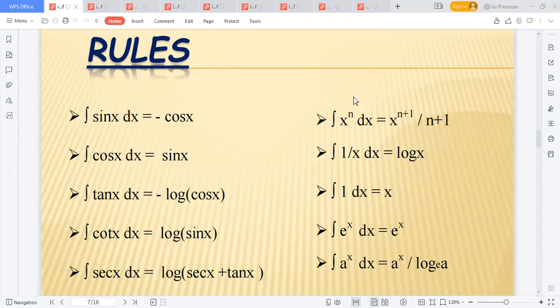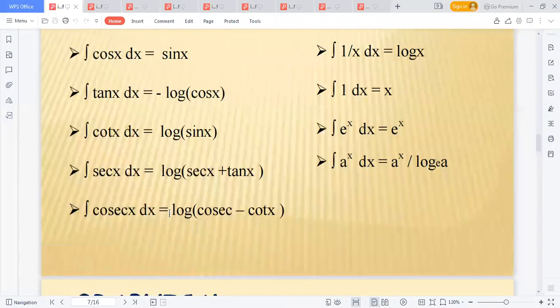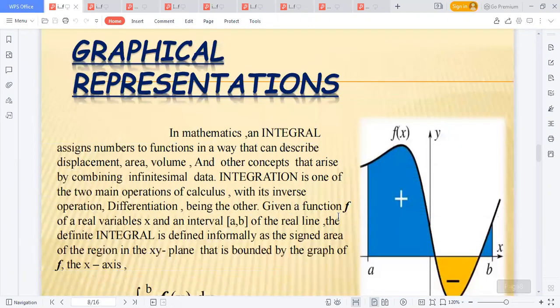Similarly, this is the power rule, x to the n formula: x to the n plus 1 divided by n plus 1. And for 1 by x, what will it be? Log x. The integration of 1 will be x, and e to the power x will be e to the power x. But remember this: a to the power x integration will be a to the power x divided by ln a, or log a base e. And integration of cosec x will be log cosec x minus cot x. These are the main integral concepts.